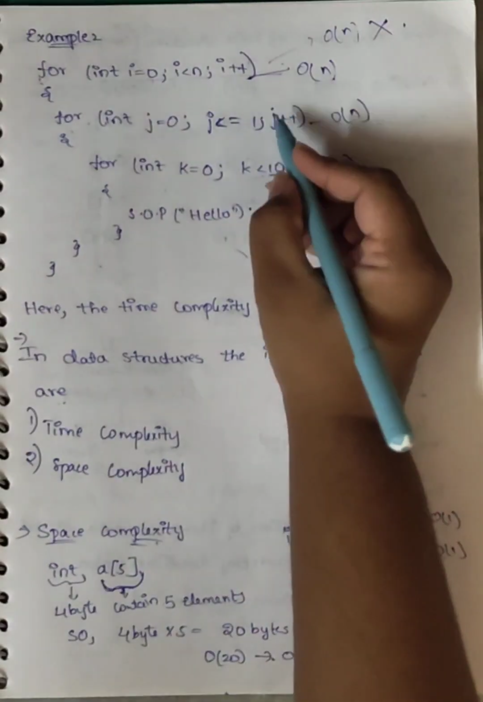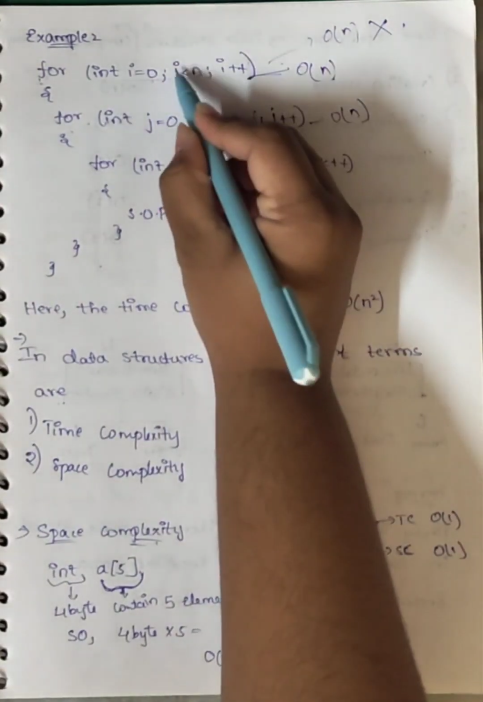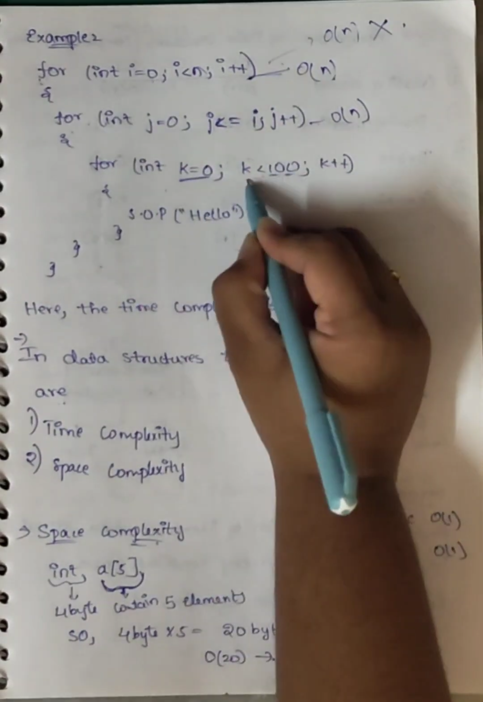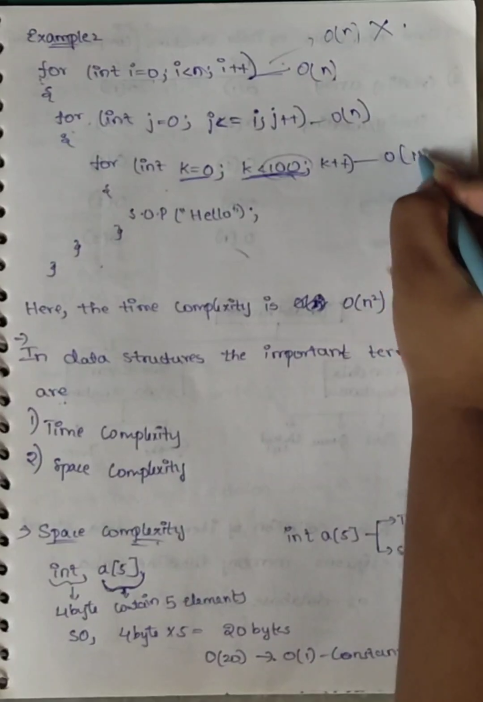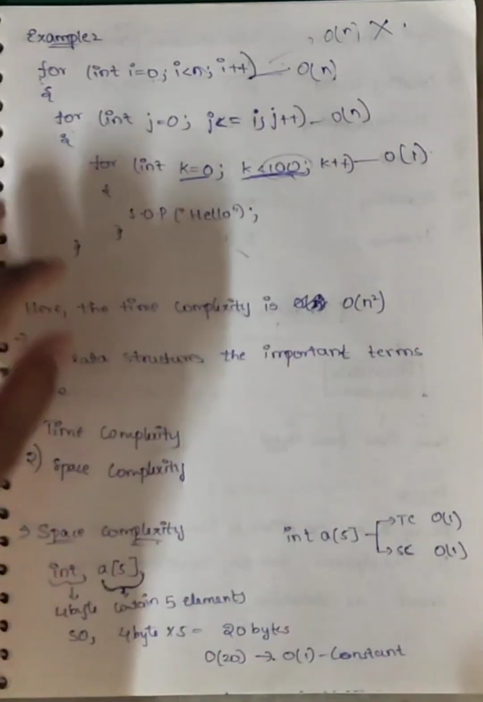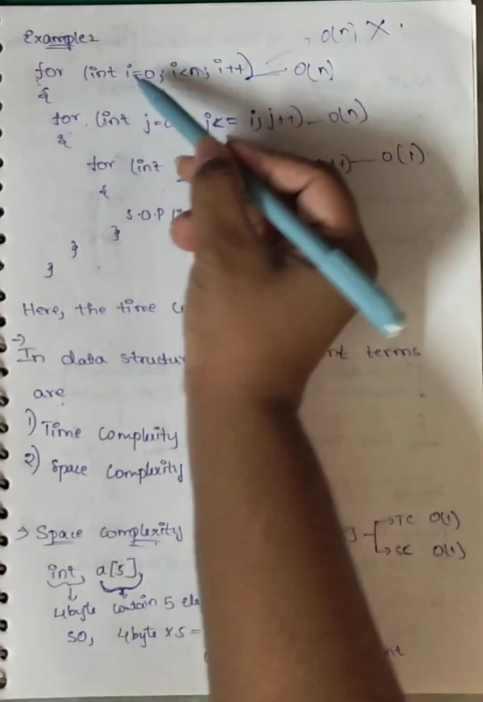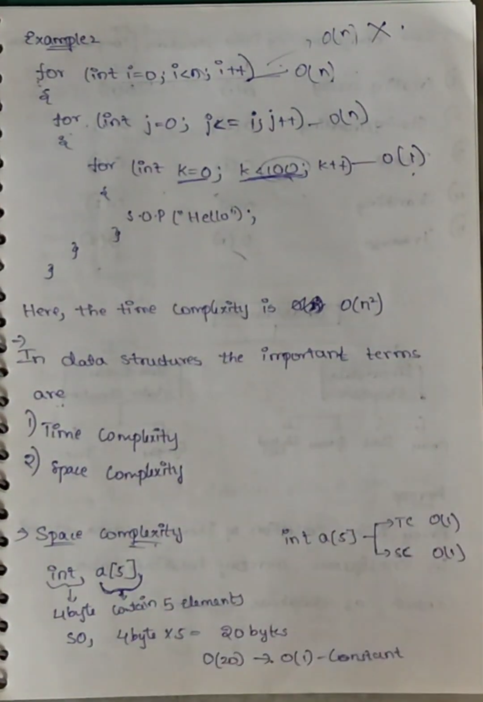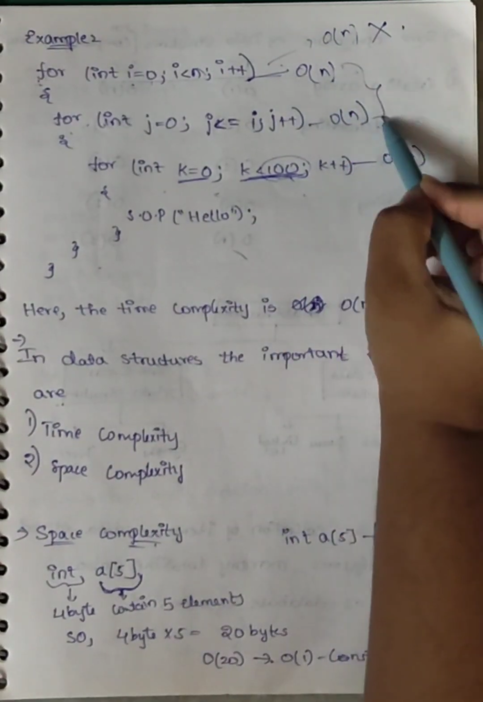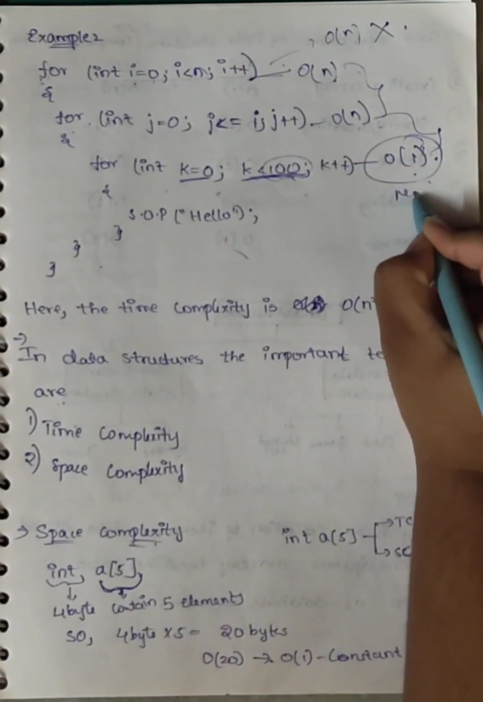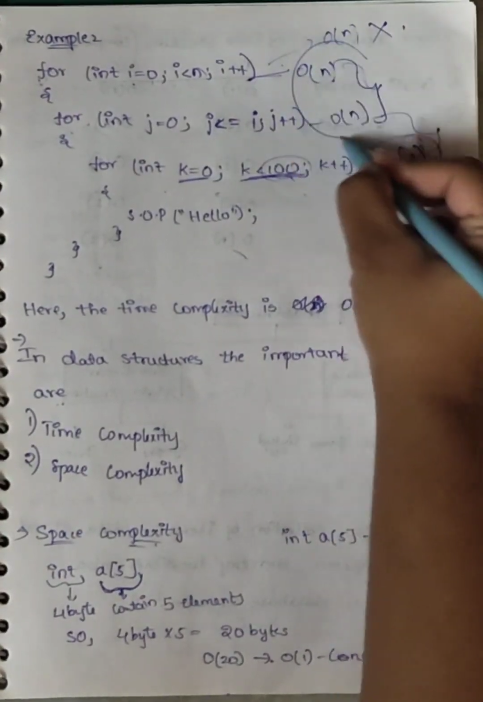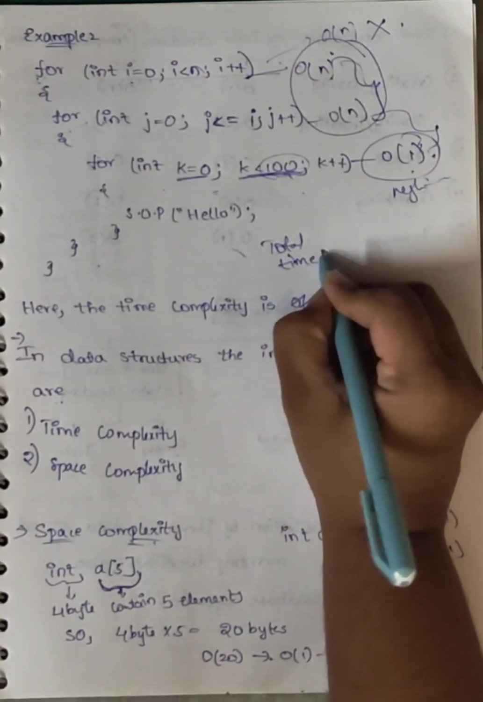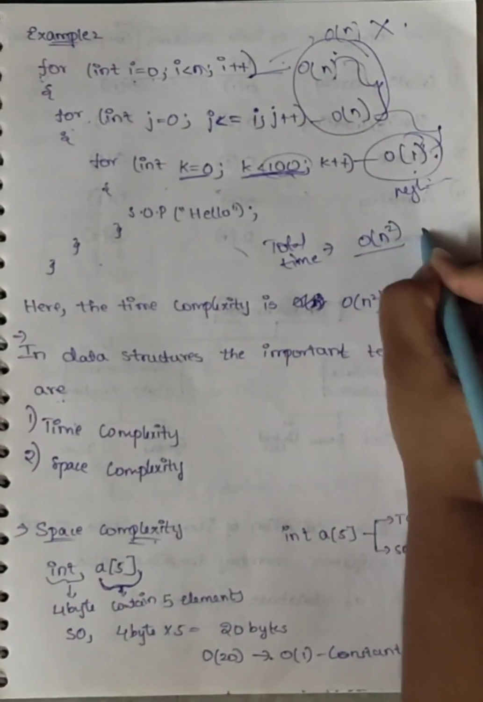Here we have i less than n, j less than or equal to i, but here k equal to 0 and k less than 100, which is constant. First you write separately that it takes big O of n, big O of n, big O of 1. Now this is a nested for loop, so what we do in the nested for loop is multiply these. As big O of 1 is neglected, we take only these two. So what is the total time? Big O of n square.